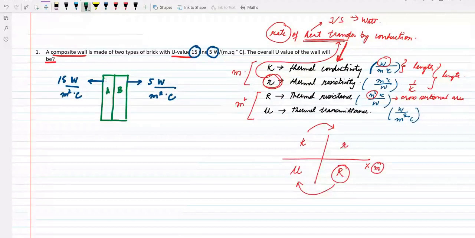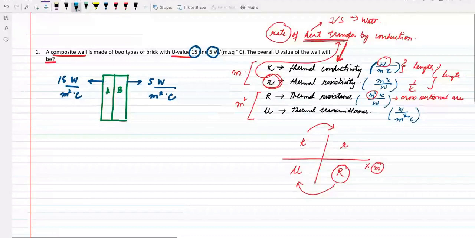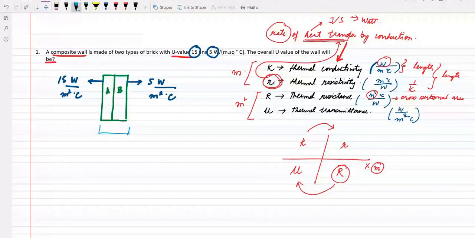So again, I'll read the question. Composite wall, we understood what a composite wall is. U value of both the materials. At the end, what they asked is, what is the overall U value? As in, what would be the overall U value of this wall? Overall U value. So, a mistake that can happen here is, you directly add 15 plus 5.